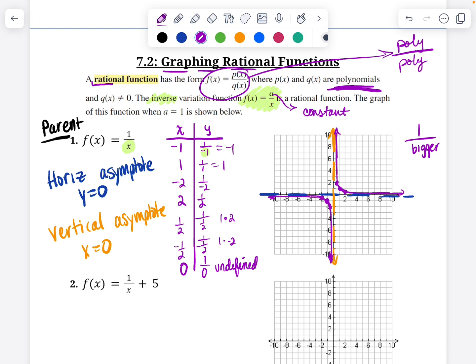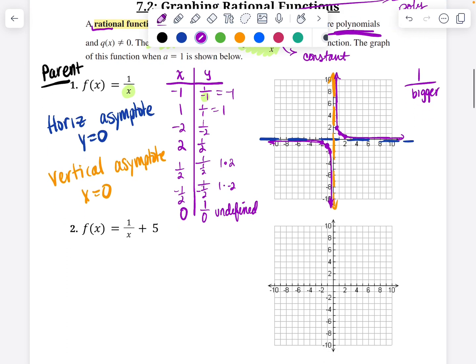So how do we move this graph? Suppose you have a number like this 5 right here. What that's going to do is shift the whole graph up 5. Again, if I go to make my table, let's just talk about a couple of numbers, the -1 and the 1. We would take -1, we'd add 5. We'd take 1, we'd add 5. So we're at -1, 4, and we are at 1, 6.